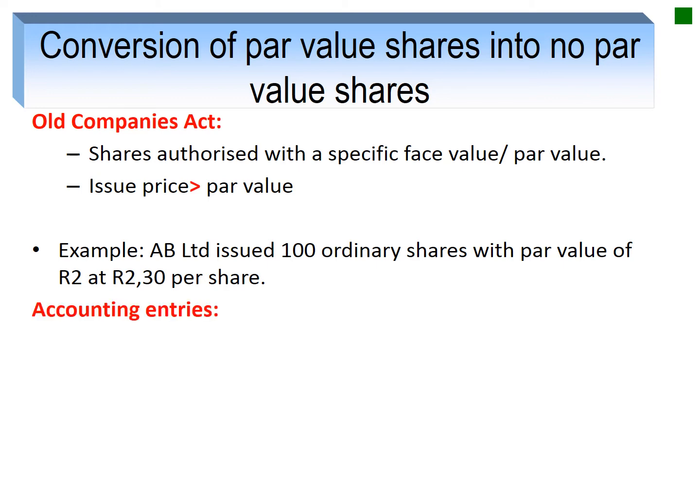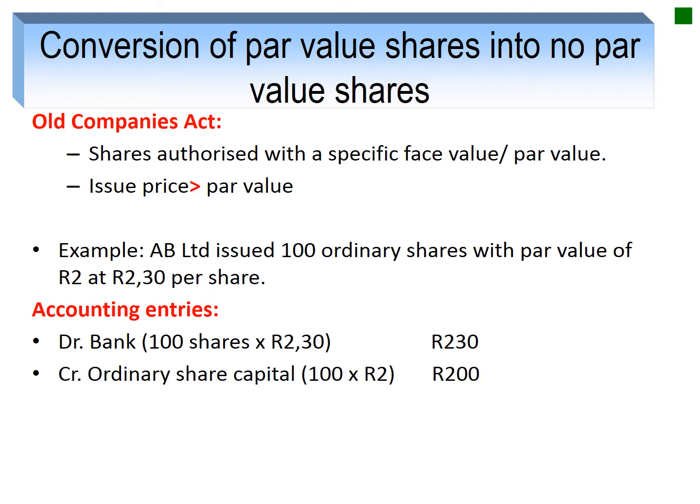So the entry in our books would have looked like this. We would have received R2.30 for each of the 100 shares, so the company would have received R230 into its bank account. We would debit bank. We would credit ordinary share capital with the par value of the shares. That's the R2 at 100 shares, it's R200. So in your ordinary share capital account, you only ever had the par value of the shares that had been issued.